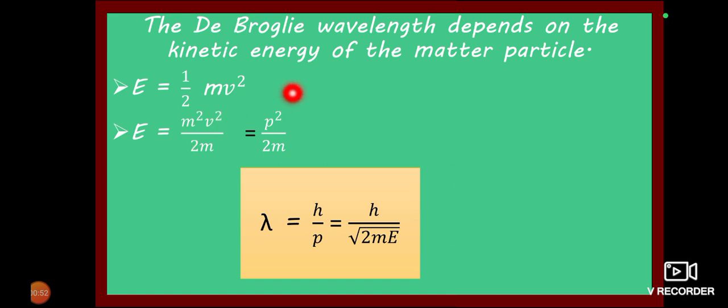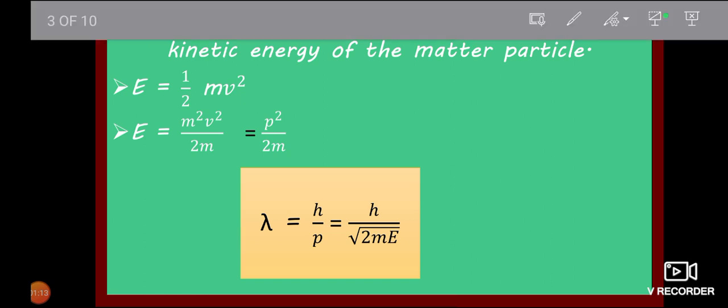The de Broglie wavelength depends on the kinetic energy of the matter particle. So here, suppose we multiply and divide by 2m, then the equation will be p square upon 2m, and we can write p is equal to square root of 2mE. Then the equation of de Broglie wavelength is lambda is equal to h upon square root of 2mE.